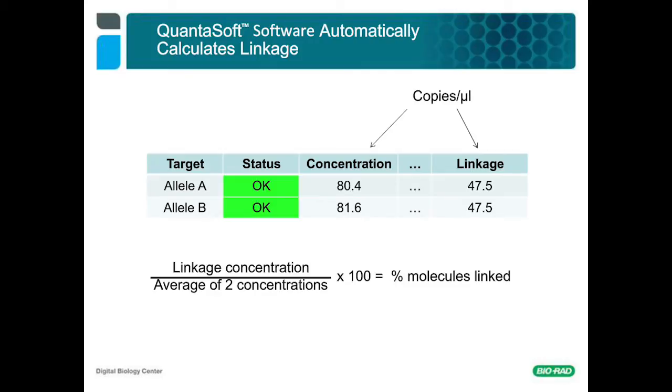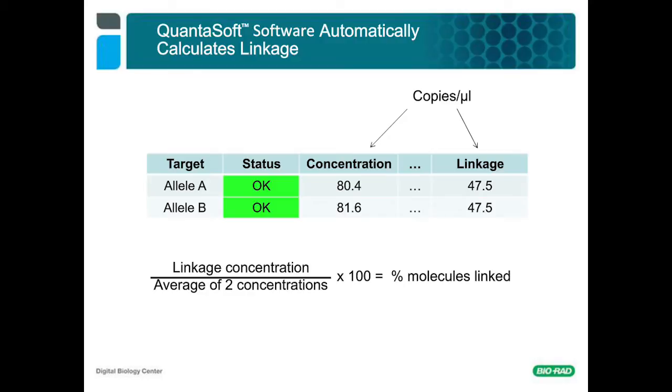The two shown rows represent data collected from a single duplex reaction where concentration measurements are provided for both alleles. You will notice that the concentration of allele A is 80.4 copies per microliter, whereas the concentration for allele B is slightly higher at 81.6 copies per microliter. When quantifying two targets that are expected to be of equal concentration, it is normal to have small differences in the reported concentrations of each target.